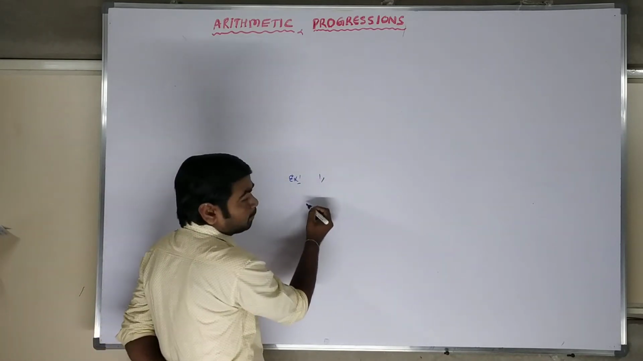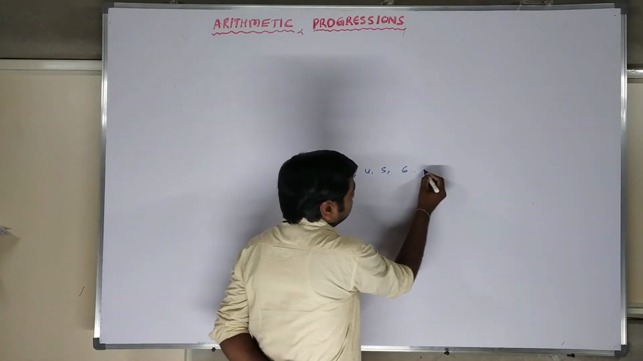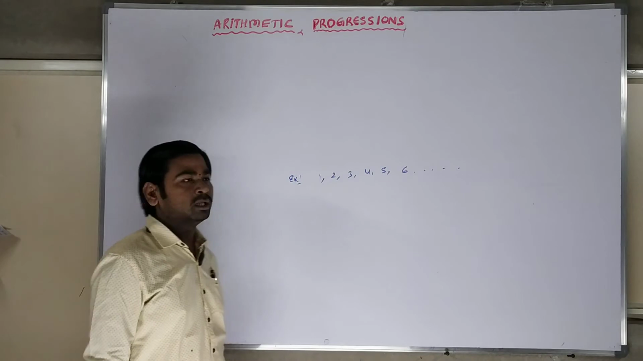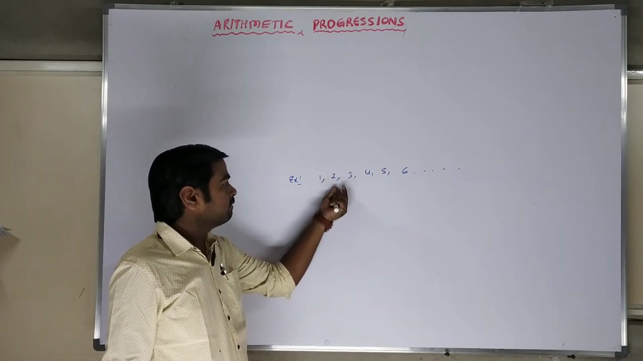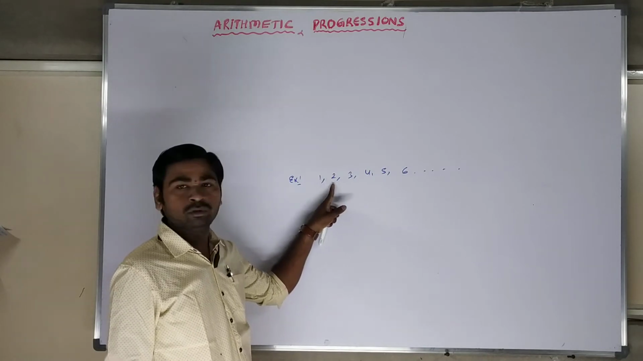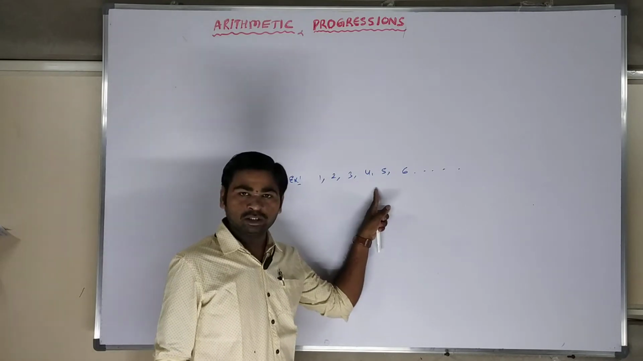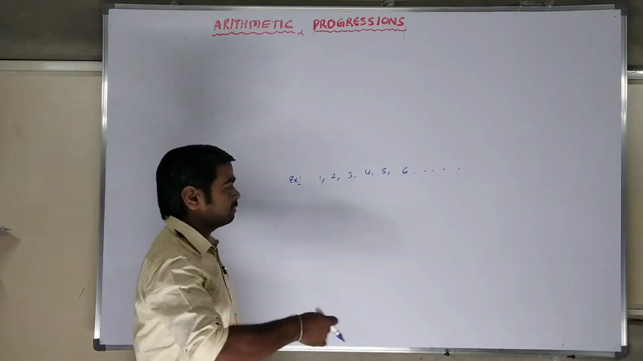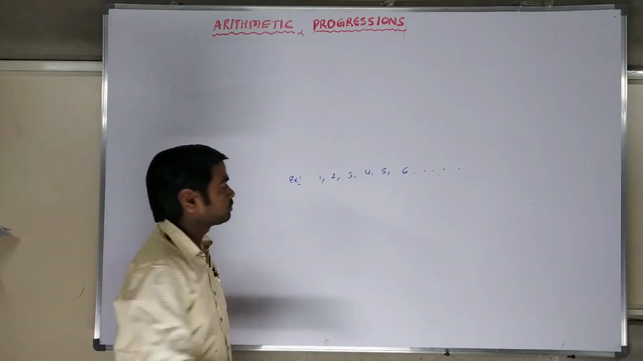Let us take 1, 2, 3, 4, 5, 6, 7. So let us see, the number 1 after 2, 2 after 3. It means we are adding 1: 1 plus 1, 2 is generated. 2 plus 1, 3 is generated. 3 plus 1, 4 is generated. It means a plus 1, some logic is going on, it's processing. That is called a progression.